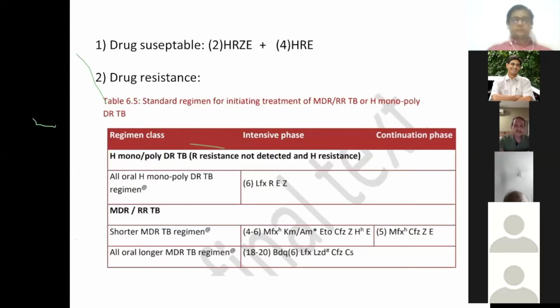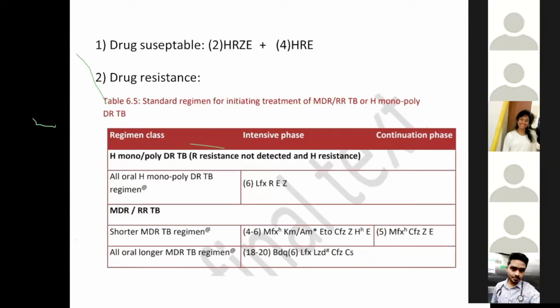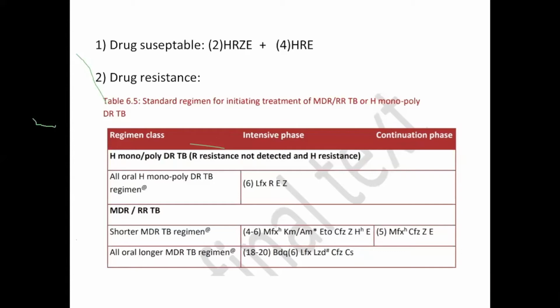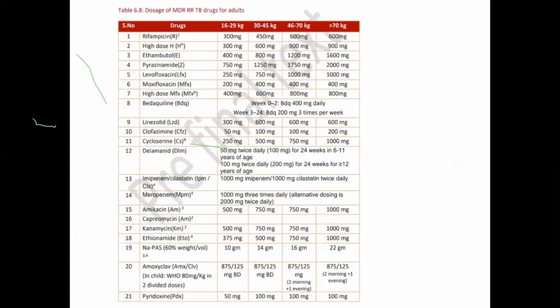And for the oral longer MDR regimen, for 6 months we have to give bedaquiline, and then continue for 18 to 20 months levofloxacin, linezolid, clofazimine, and cycloserine. These are the groups according to the weight of the patient and doses of the medicine as per RNTCP guidelines.